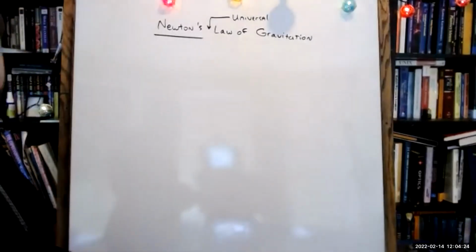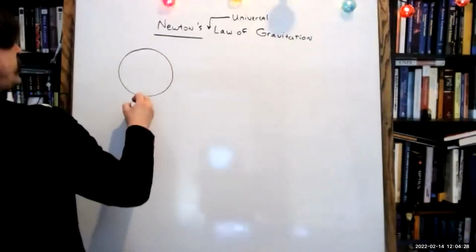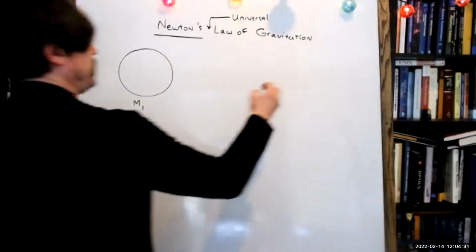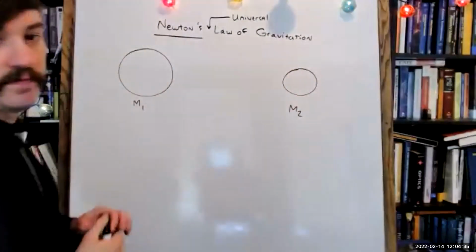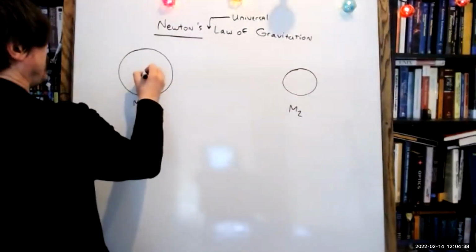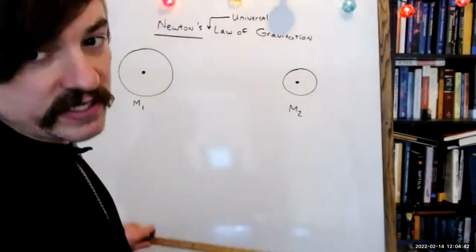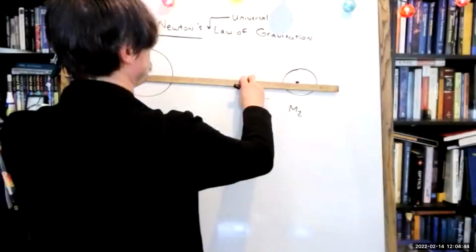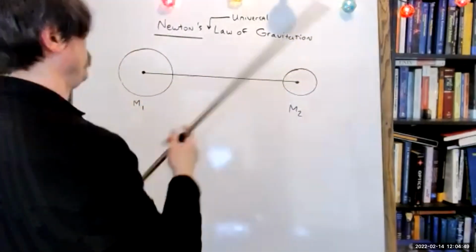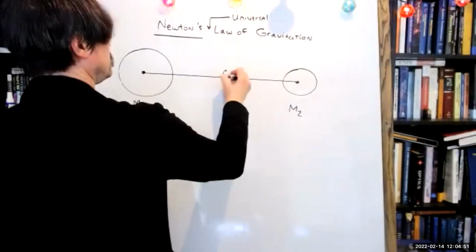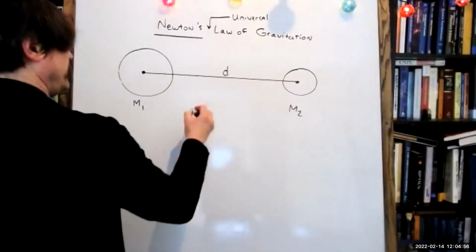The way Newton laid it out in the Principia Mathematica is that there are two masses, one which is called M1, the other which is called M2. And they are separated by a center to center distance. This is important. We always measure the distance from center to center. The distance will be called little d. Newton's version went like this.